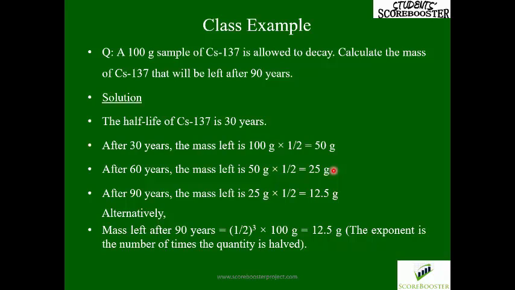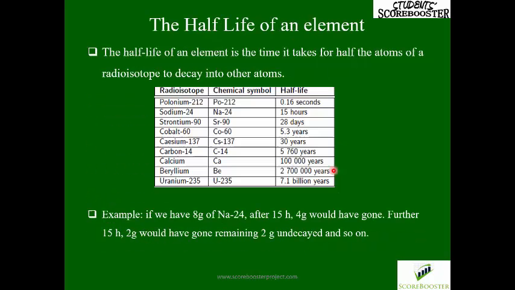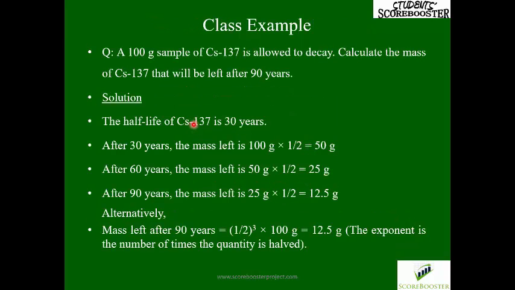100 grams of cesium-137 is allowed to decay. Calculate the mass of cesium-137 that will be left after 90 days. If we look at this problem, we don't know the half-life, and we need the half-life to know the mass after 90 days. Looking at this table, for cesium-137 the half-life is 30 years.